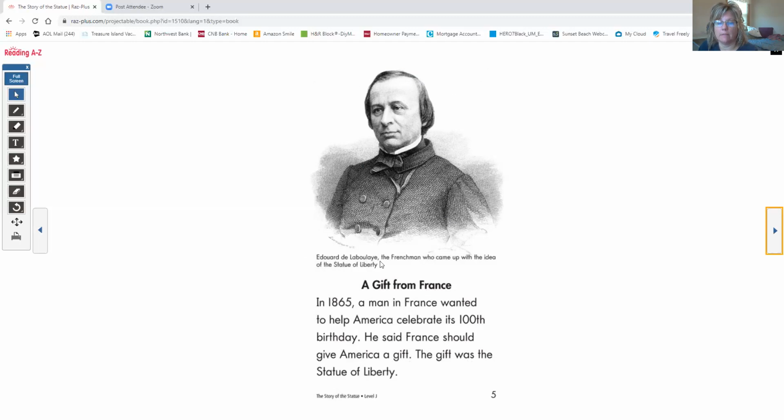Now, when I read this caption under the picture, I had some trouble with pronouncing his name. So I could ask an expert. I could go to another teacher. I could go to a friend. I could Google how to pronounce his name. Those are ways to figure out how to say an unknown word.